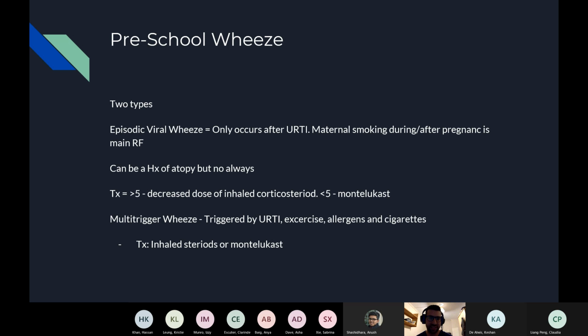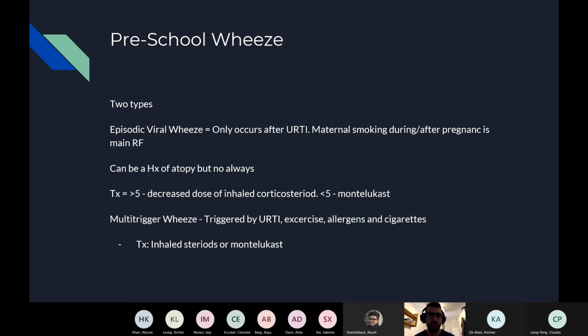The main treatment depends on their age. If they're above 5, then you can give corticosteroid. If they're less than 5, then montelukast. But there's also multi-trigger wheeze. This is when they have exercise, allergens, cigarettes, anything that's going to trigger them all the time. For that, they're going to need asthma treatment, which is inhaled steroids or montelukast.